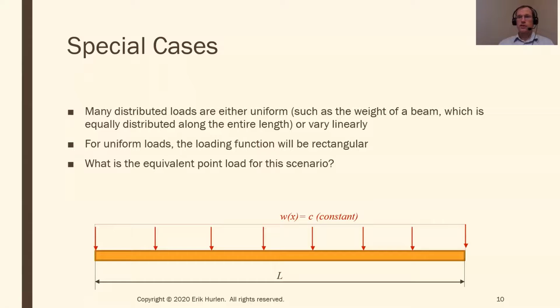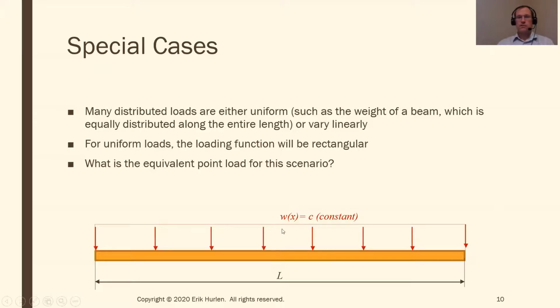Now, as I mentioned, there are a couple of special cases that we see a lot. The first of which is a constant or uniform loading. So my weighting function W of X is just some constant C. This happens a lot for things like snow load on a roof. If you have the same depth of snow everywhere on your roof, it's producing a constant loading everywhere. Same thing for the weight of the beam. If I'm looking at this beam and it has a fairly large weight, I want to take that into account. Assuming it's homogeneous, the weight is going to be distributed evenly along the entire beam. So again, this would be a uniform or constant loading.